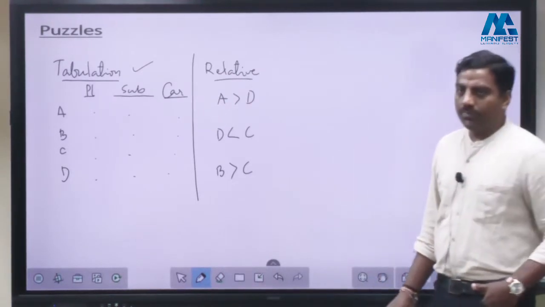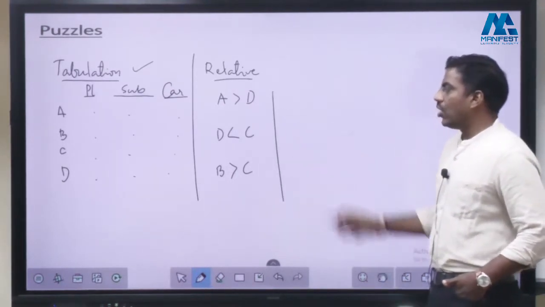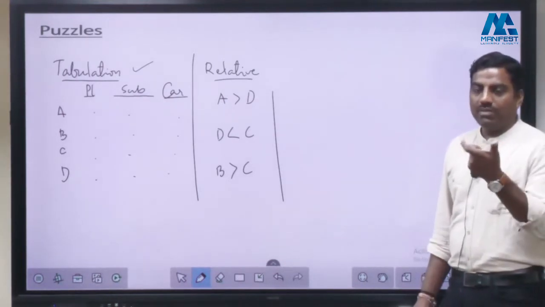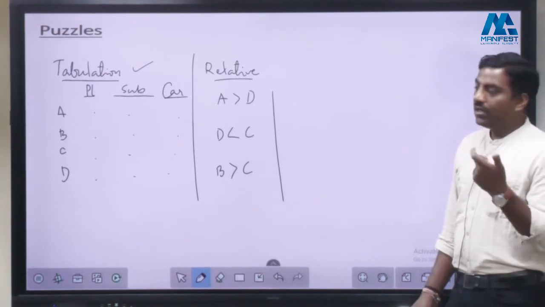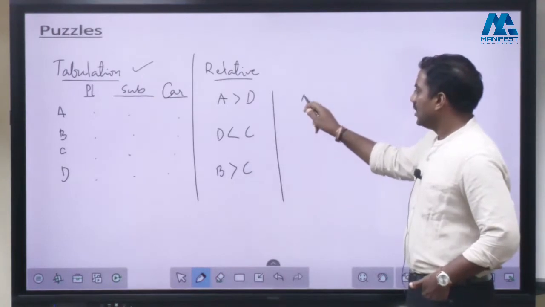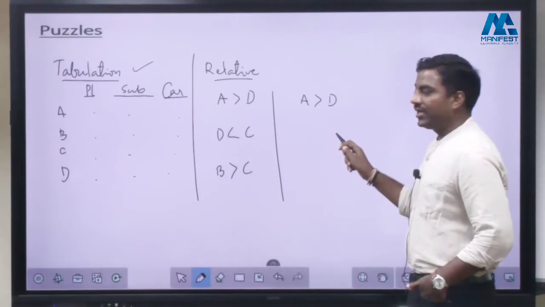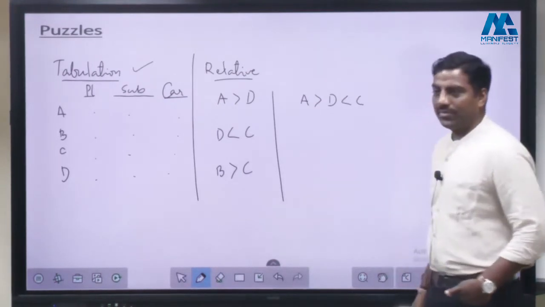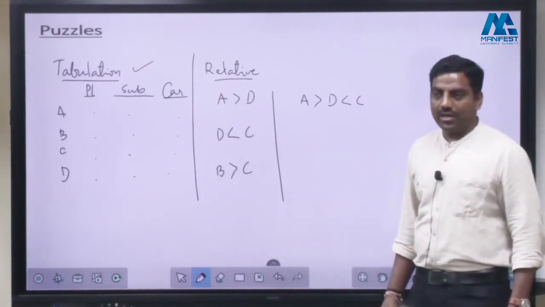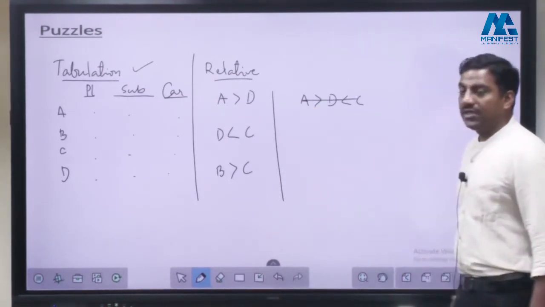It is up to you. But when we are constructing a bigger diagram, when we are connecting all of them, we will try to make one meaningful diagram where we have the relation between the maximum number of people. For example, here A is greater than D, but D is smaller than C. How do you write it? You cannot write like this here. Try to use only one symbol, either larger than or smaller than. Then that will be very easy for conclusion.